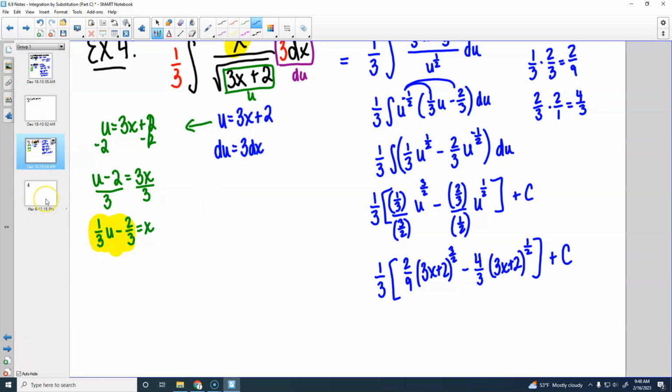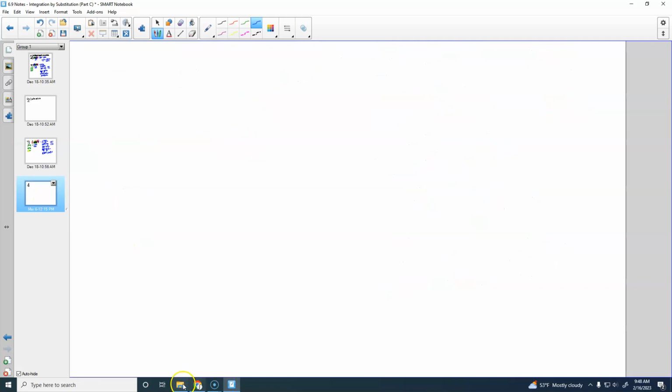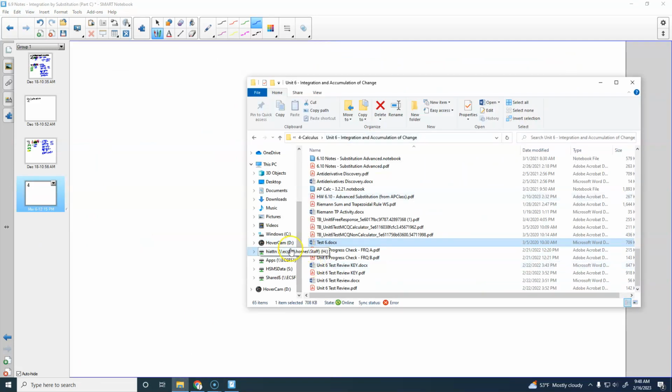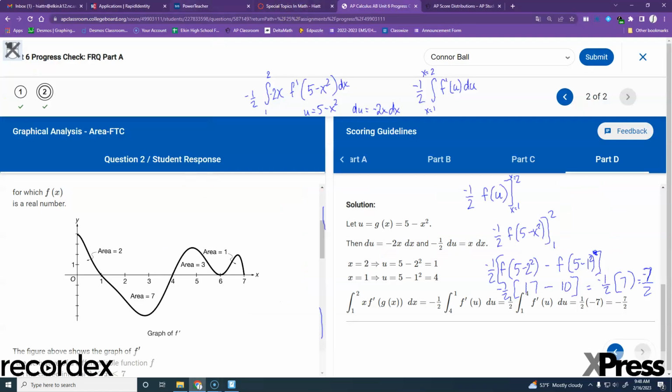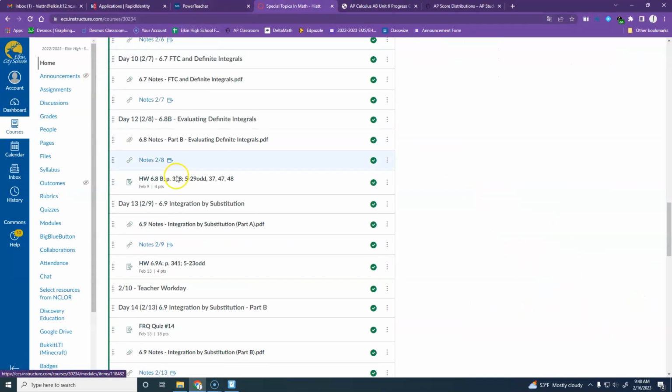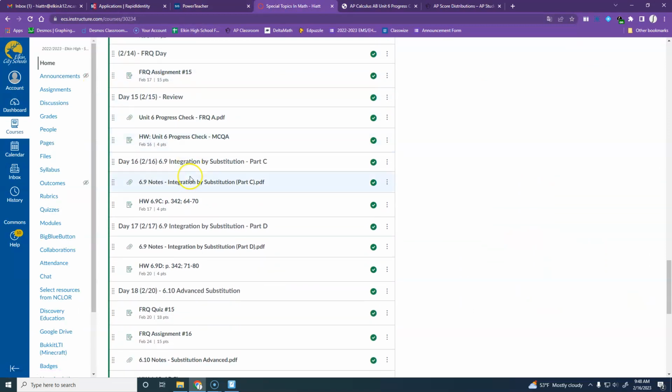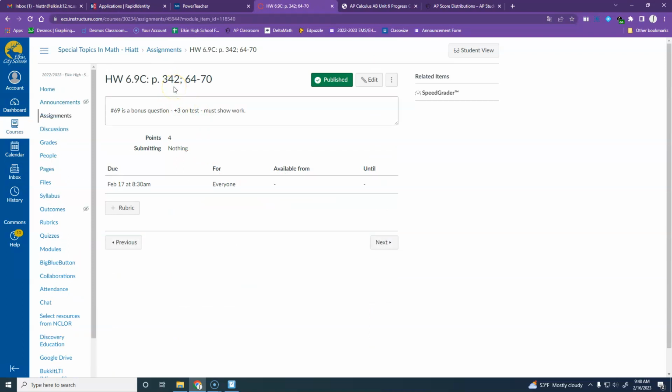All right. That's all we're going to do. I think you guys get the basic idea, hopefully. Let me see where the assignment is from tonight. All right. You guys are going to do page 342, 64 through 70. However, number 69 is a super difficult problem. I had to look at the solutions to be able to do it. I understood it once I looked at the solution.